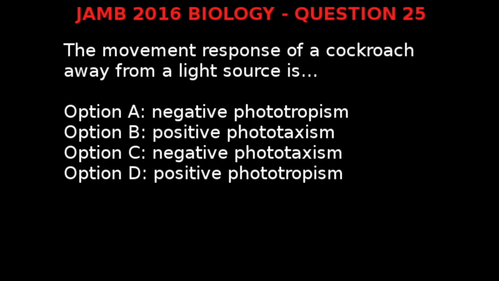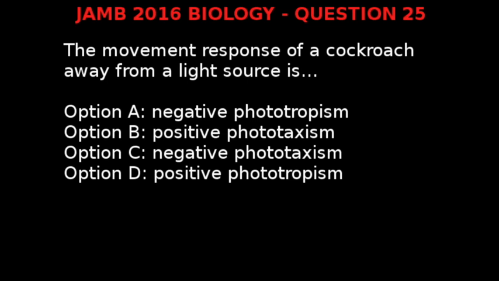JAMB 2016 Biology Question 25. The movement response of a cockroach away from a light source is option A, negative phototropism, option B, positive phototaxis, option C, negative phototaxis, option D, positive phototropism.